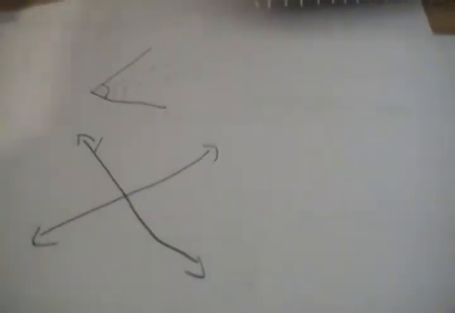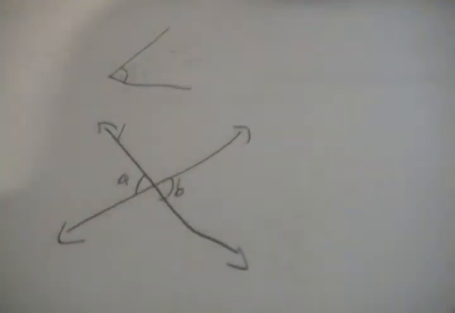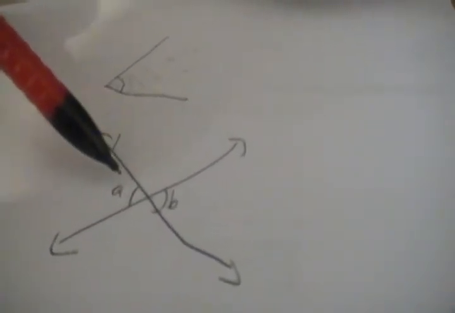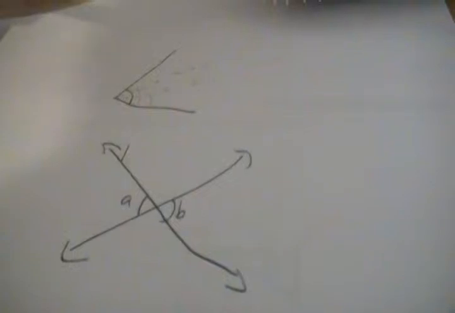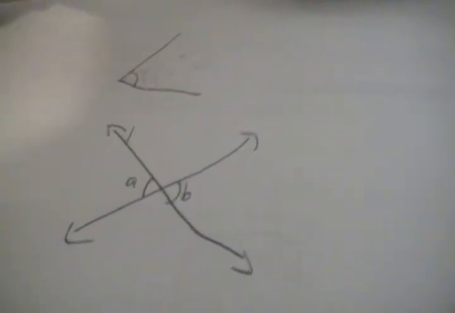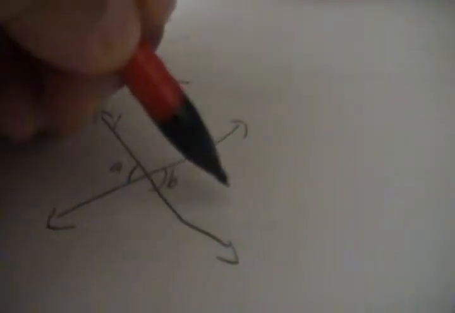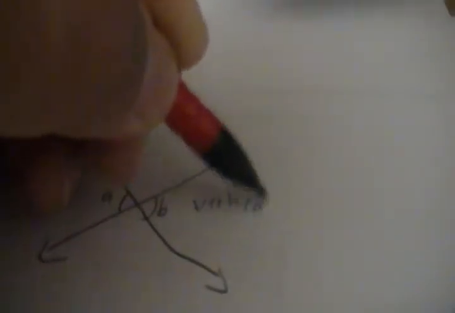These are not exactly straight lines that I drew, but just pretend that they are. We have this angle A and this angle B. We want to know what type of angles these are: complementary, supplementary, vertical, or adjacent. The answer is vertical. They're vertical angles.